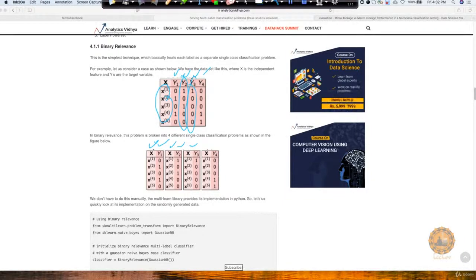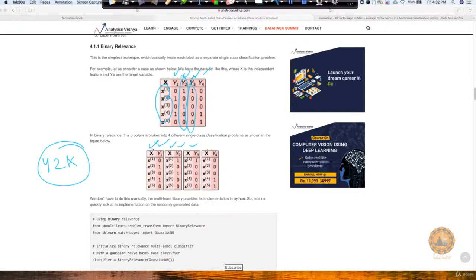Because now if you look at it, it becomes like a binary classification problem for me, right? So that's what we can do with this, but there's a challenge here. Remember, in our problem statement, we have 40k tags, right? Building 42k models is going to be very complicated, right?